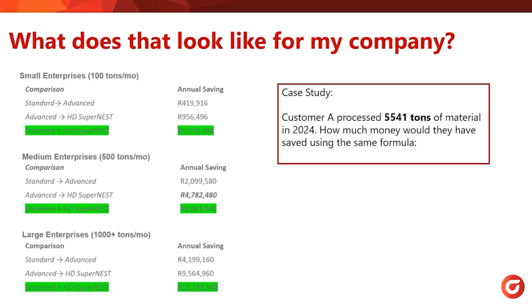And then finally, our big guys, 1,000+ tons per month. Standard to an advanced nesting engine resulted in 4.2 million Rand annual savings. Advanced to HD SuperNEST resulted in about 9.5 million. And a standard to HD SuperNEST resulted in about 13.7 million Rand.